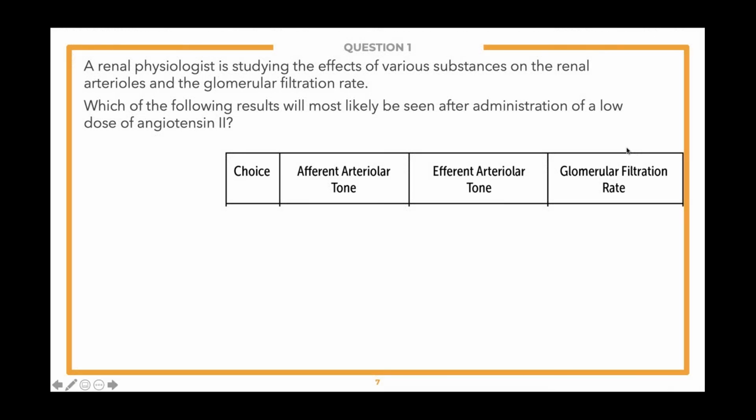After that, we'd like to begin with the lead-in, which is the last sentence or the question itself. And we do that so that you know what the test writer is asking when you read that vignette, so you don't have to reread that question and waste valuable time on test day, but also so you can pick up on all those relevant clues. So let's go ahead and take a look at that lead-in together. Which of the following results will most likely be seen after administration of a low dose of angiotensin II?